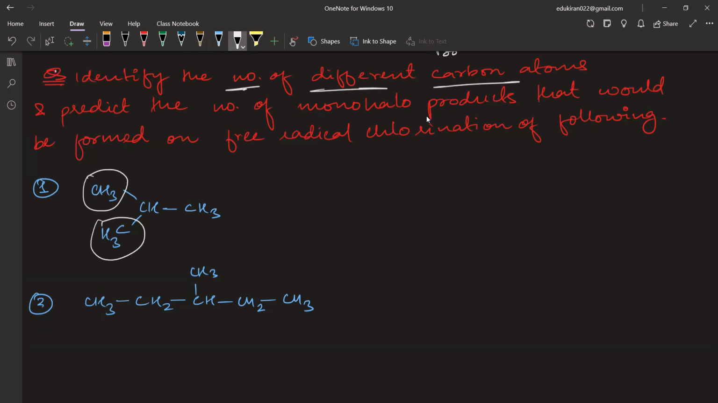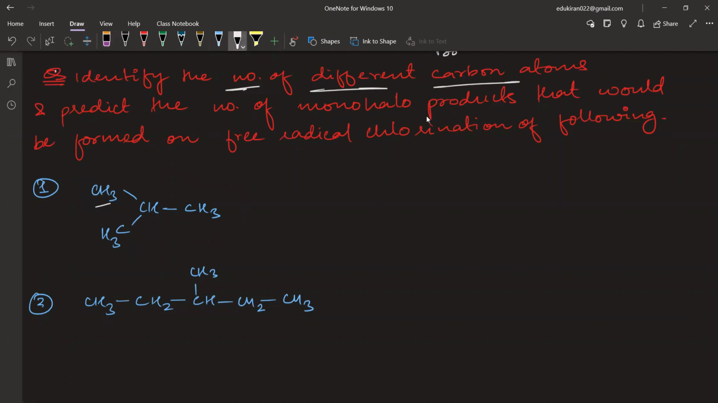Now, obviously, CH3 and CH will be different, so you don't have to compare CH3 and CH. What you have to compare is CH3 and CH3. If you compare these two CH3, both are connected to CH and further connected to CH3. That means both of these CH3s are the same. Similarly, this CH3 here is also connected to CH and then further connected to CH3. That is why all of these CH3s are the same.